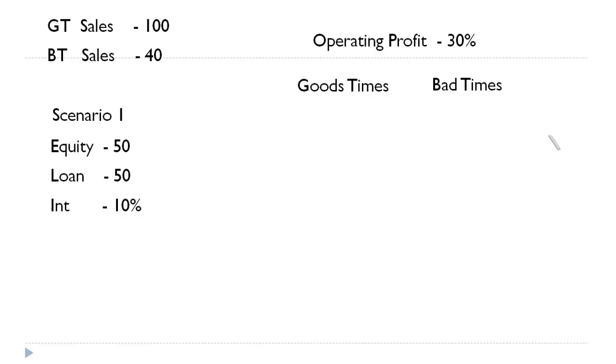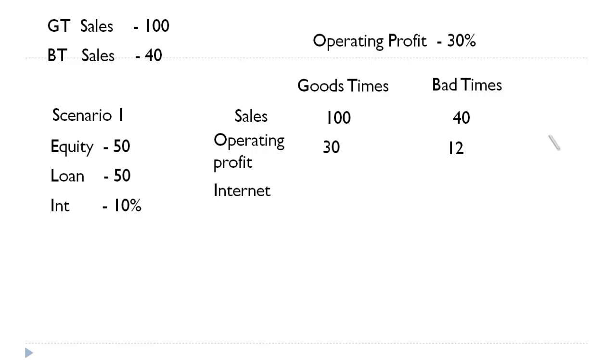So in good times, let's say this company is making sales of 100, the information we have already given, and in bad times it is 40. And I have also given the operating profit. In good times it will be 30% on 100, which will be 30, and in bad times it's going to be 12. So from sales, if you remove the operating profit, you will get the profit available for servicing the interest, right? So we'll provide for interest now.